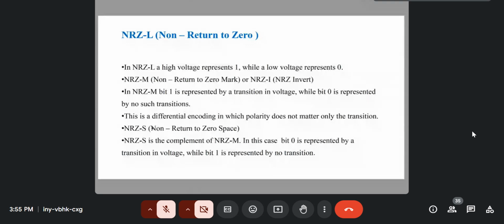Then of course we have NRZ-S. S just means space. Space is just the opposite of mark. So whenever you use S, we are saying it is a complement of mark. These names came from the Morse code, which was among the earliest digital communication systems.